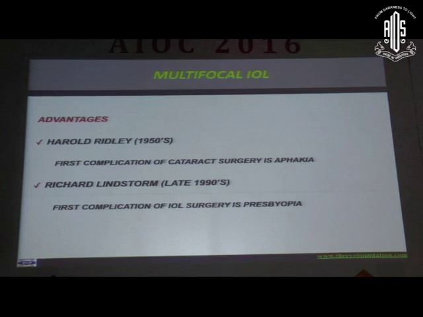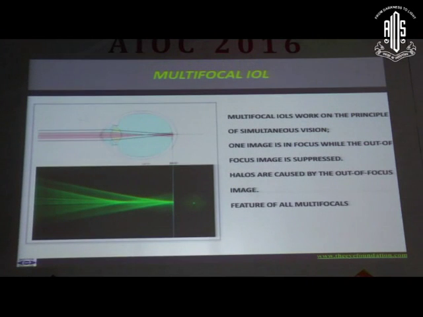And Richard Lindstrom quite nicely put it in the late 1990s that the first complication of IOL surgery is presbyopia. I myself have been putting in intraocular lenses for almost 15 to 20 years now, and have been talking about it also. But even today, less than 10% of the patients actually get multifocal intraocular lenses in my practice. Cost is definitely one of the considerations, but it's also the fact that both my patients and myself sometimes decide to stay away from this technology because I cannot completely promise an absolutely good qualitative outcome even after good surgery with these intraocular lenses.